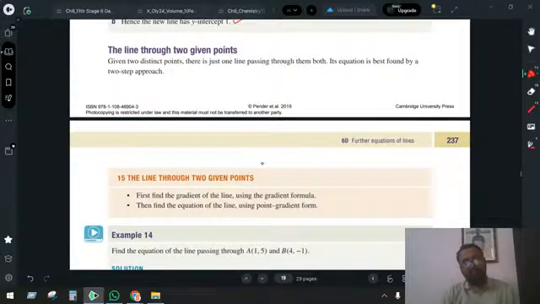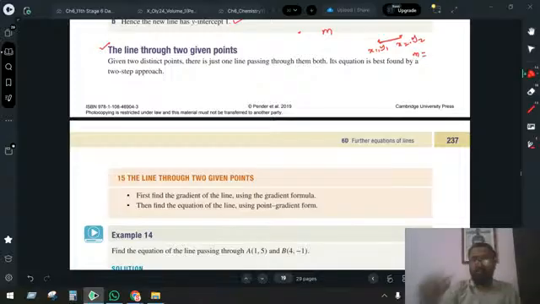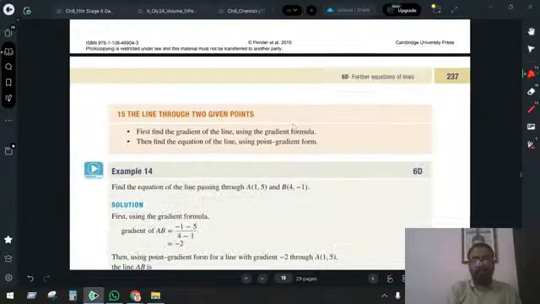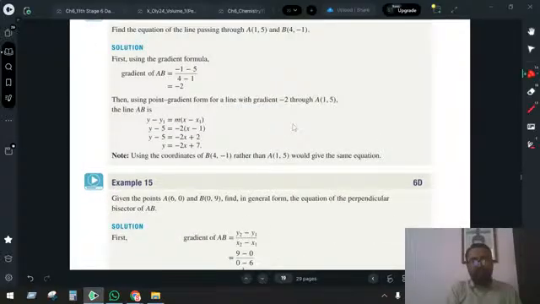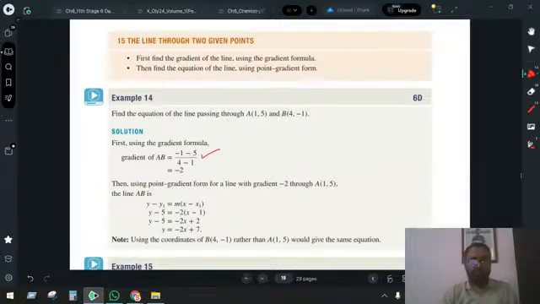Next, the line through two given points. Before, only one point and one gradient m were given. Now two points are given, which are (x1, y1) and (x2, y2). When two points are given, we already have the gradient formula, rise over run, which is y2 minus y1 over x2 minus x1. So there is no need to give the gradient; we can evaluate it directly. This is your gradient m, and you can take either point, and you will get the same equation.